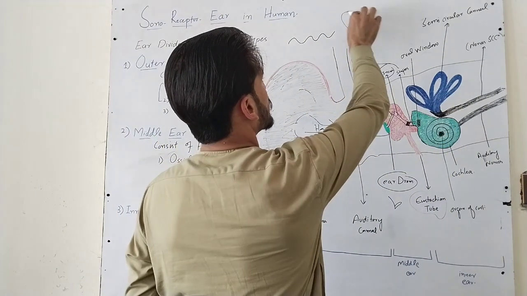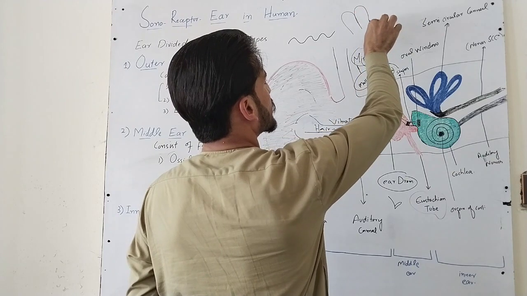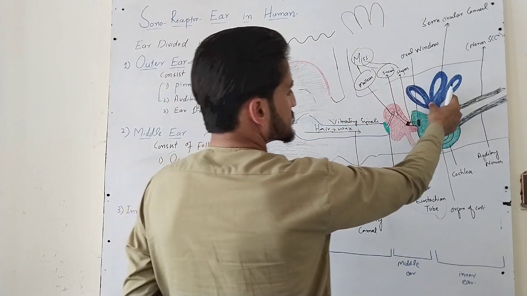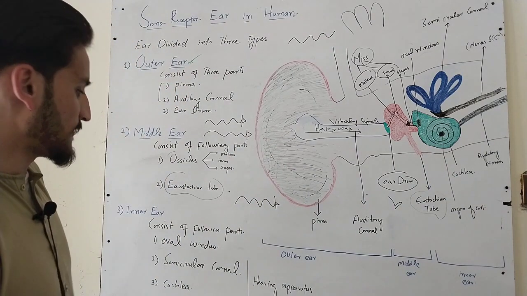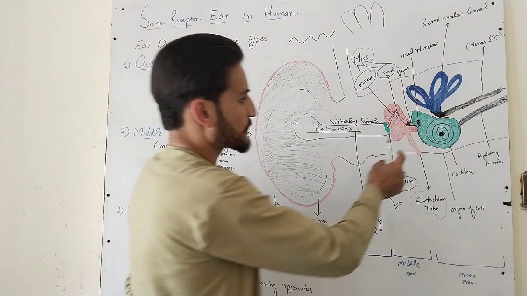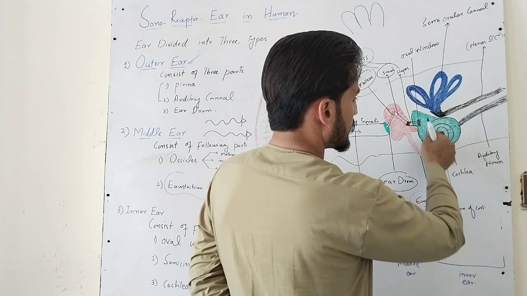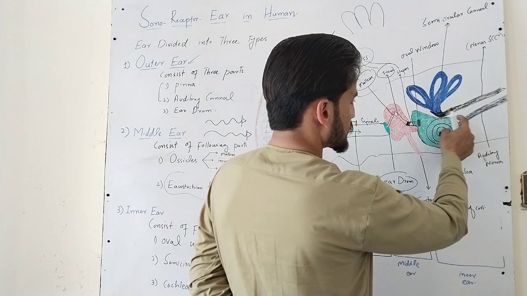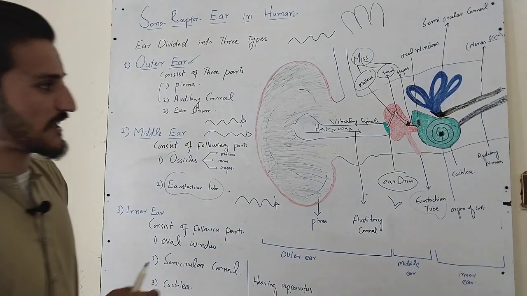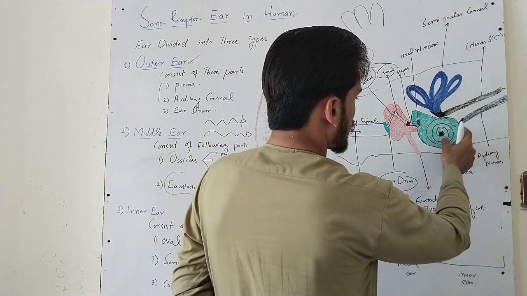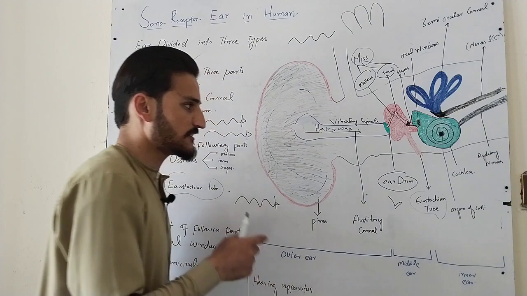Look at these three semicircular canals, not fully circular. These three semicircular canals are present in the inner region. The cochlea is also present, the circular structure below the semicircular canals. This is the cochlea.